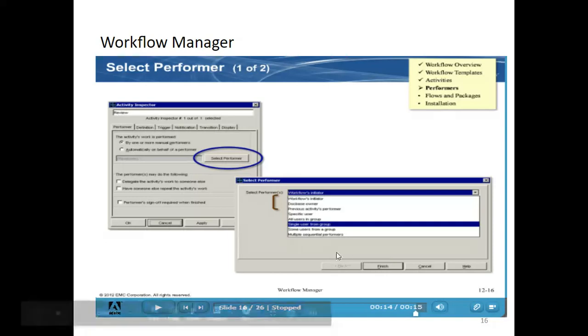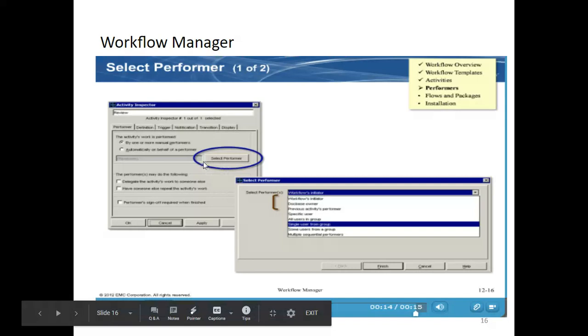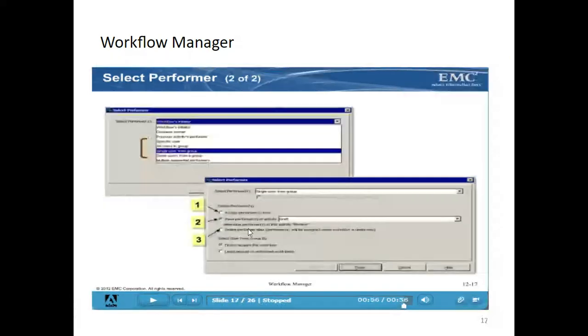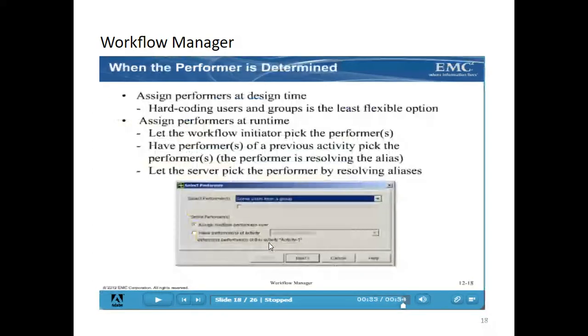In performer, you can see how to select the performer. You can select a single user from a group, and you can select any one of the options here. So this is basically the activity inspector.